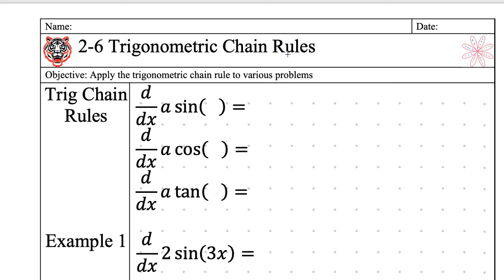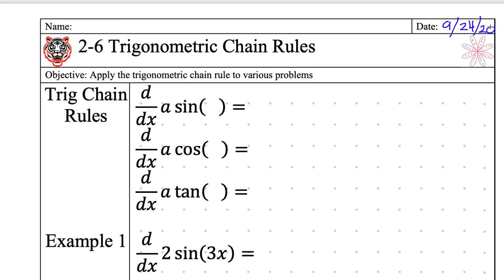All right, we are in AP Calculus Lesson 2-6, Trigonometric Chain Rules. If you say trigonometric really fast, then people don't know if you pronounce it correct or incorrect. Pro tip. Today's date is September 24th, 2020.